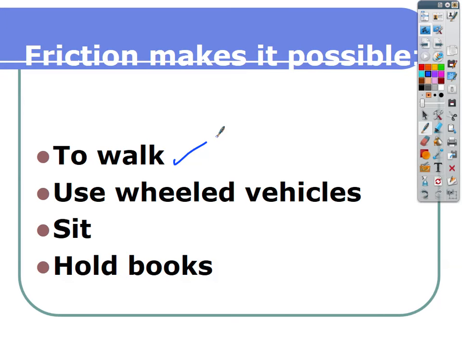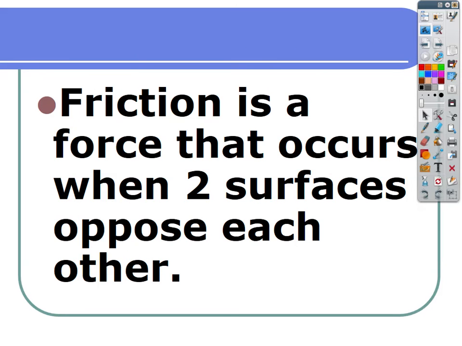You're not going to be able to walk. You basically look like an old cartoon character with your feet flying back and forth, if you even stay up off the ground. So you're not going to be able to move around at all without friction. Using wheeled vehicles, even sitting would be tough. You might be able to sit down, but if you shift a little bit, you're going to slide pretty badly. Books come right out of your hands without friction. Basically, everything would be worse than even ice, where you can't grip anything at all. Everything's just too slippery. So friction helps us take care of multiple things.